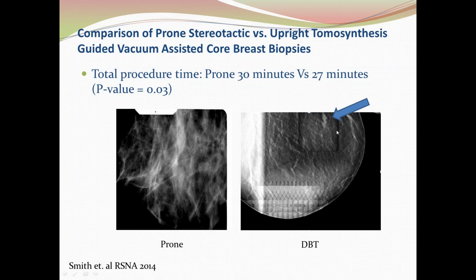Now, this is an example of a tomosynthesis view of a lesion. You can see that the field of view is much larger than it is with the prone biopsy, and in addition, I can't see that lesion with the prone machine in this instance, but it's quite visible in this one.